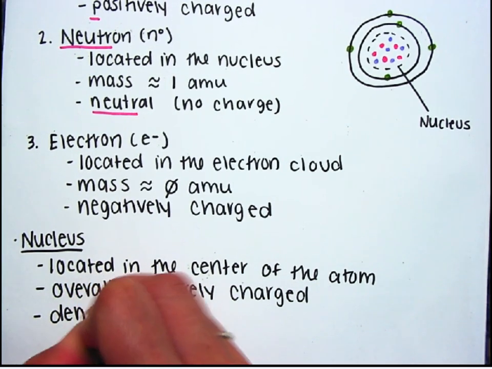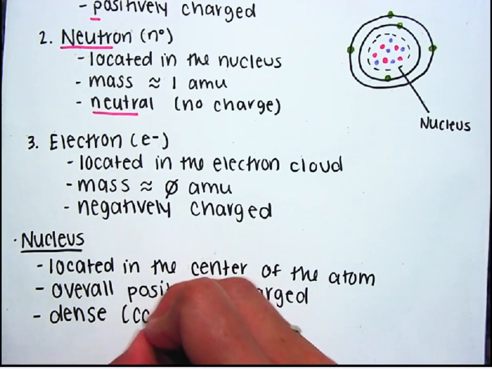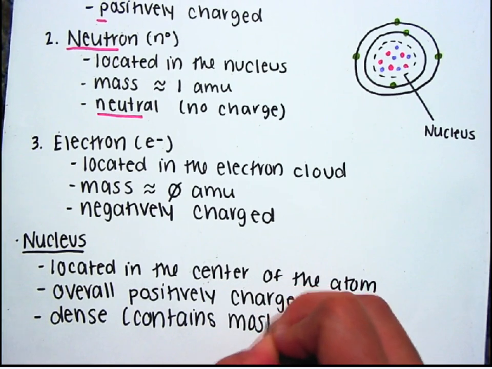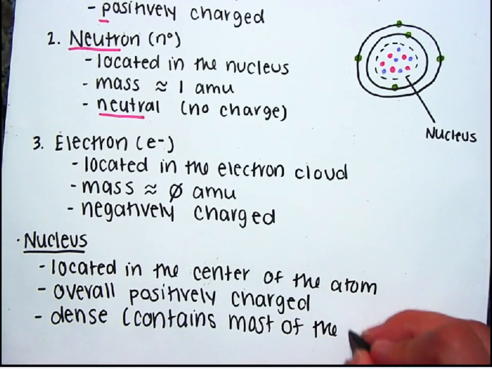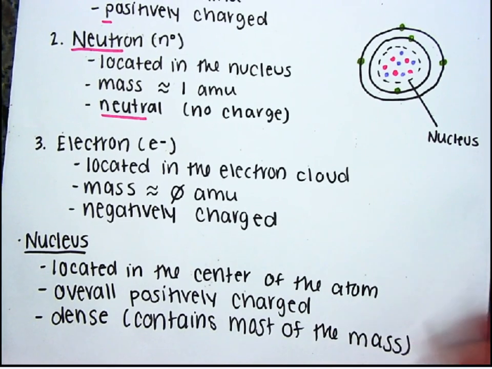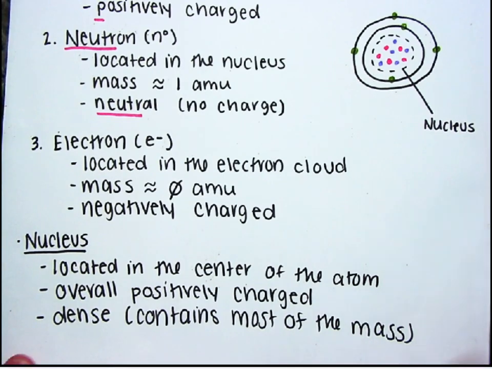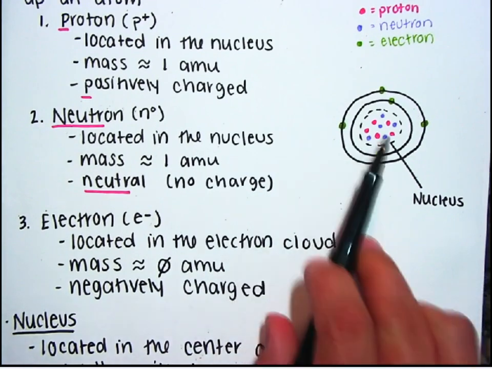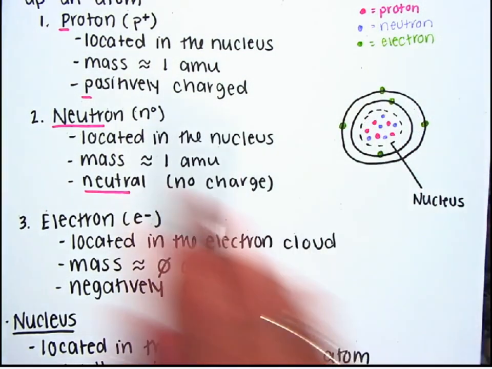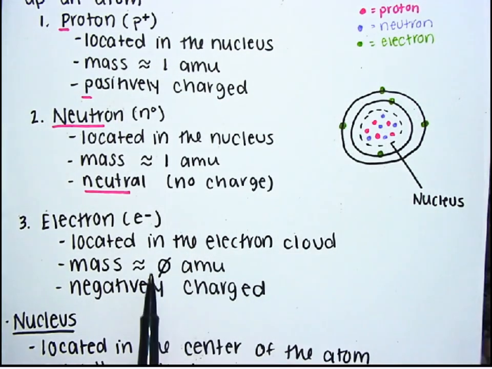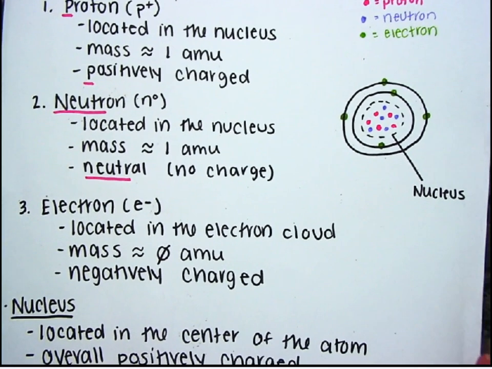We also describe the nucleus as dense. And what we mean by that is it contains most of the mass. So most of the mass of the atom is concentrated in the center of the nucleus. And again, that should make sense based on the subatomic particles that are found there. In the nucleus, I have protons and neutrons. Protons have mass. Neutrons have mass. Electrons are outside of the nucleus, and electrons do not have mass. So most of the mass is centered right in that nucleus.